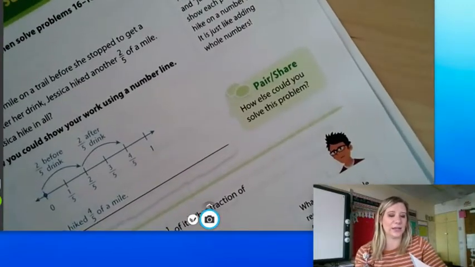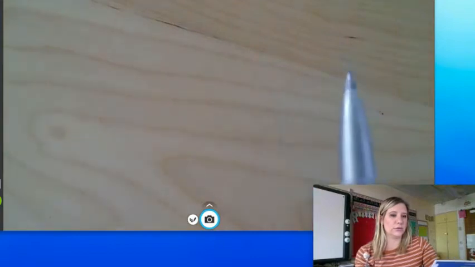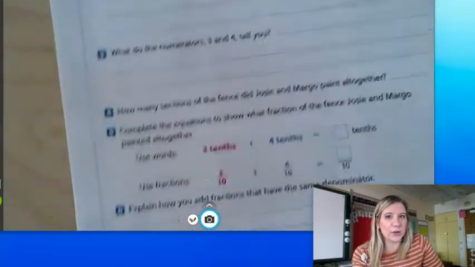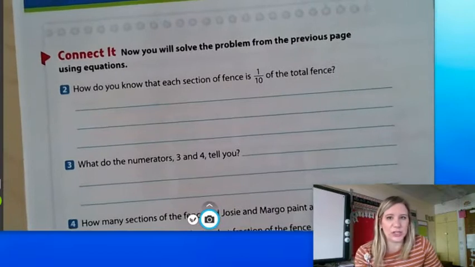All right, so if we look at the second page, connecting what we just did. Okay, so now we're going to solve what we just did, but we're going to use equations.